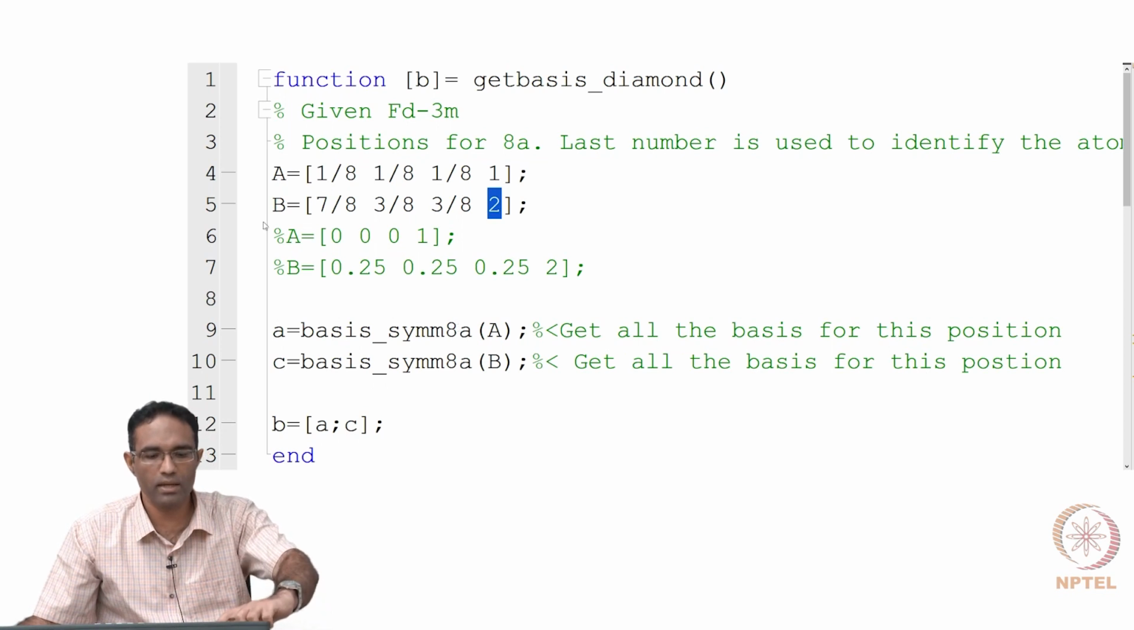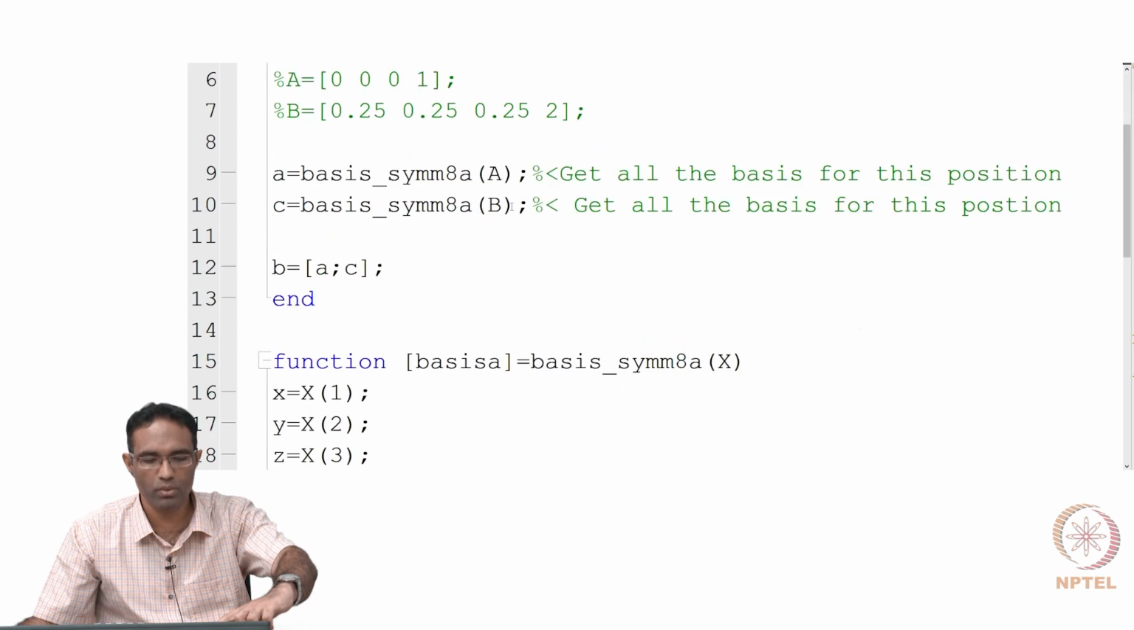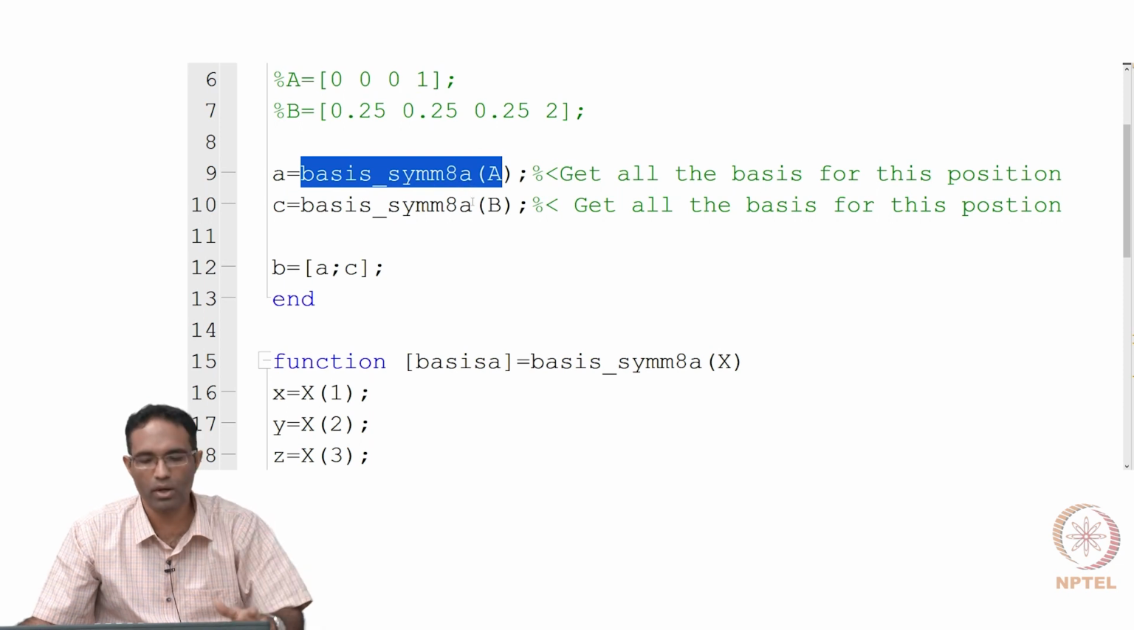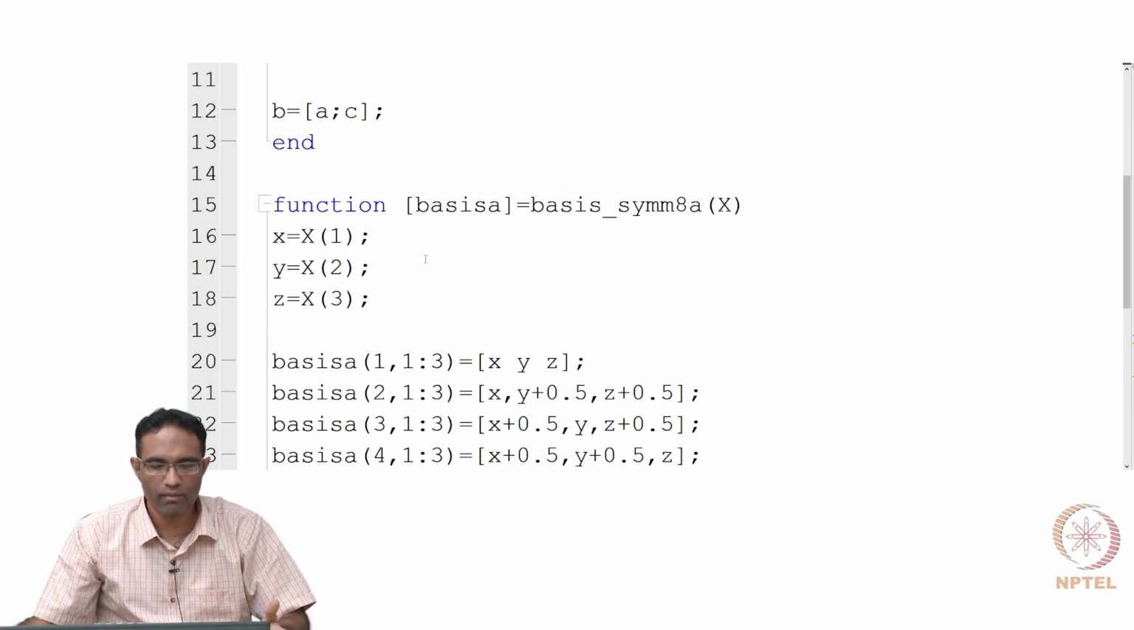So I say that A is 1 by 8, 1 by 8, 1 by 8, 1, and B is 7 by 8, 3 by 8, 3 by 8, 2. Okay, then I have a new function called basis_sim_8A. And what happens in that function? The following. So this is that function, basis_sim_8A.